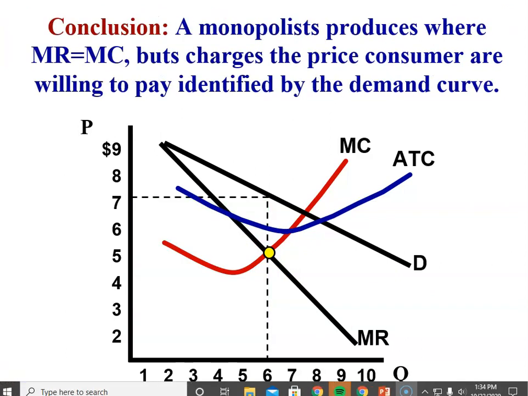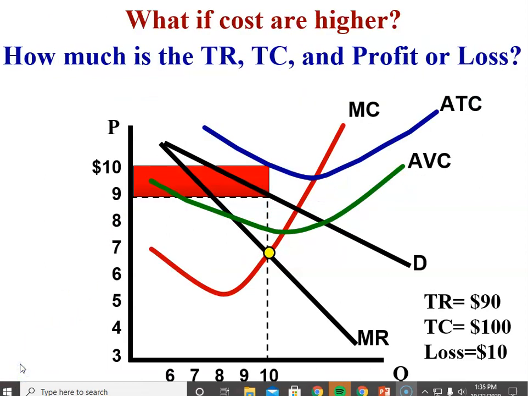So monopolists produce the profit maximizing quantity where MR equals MC, but the price they're going to charge is higher. So to find the price, you find where MR equals MC, then you go up to the demand curve and over, and that's the price that a monopoly will charge. What if your costs are higher for the monopoly than the price that you're charging? Then the monopoly can operate at a loss, like in this graph. There's a loss of $10.